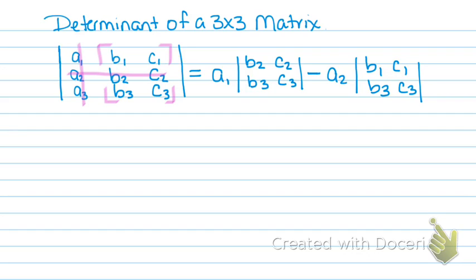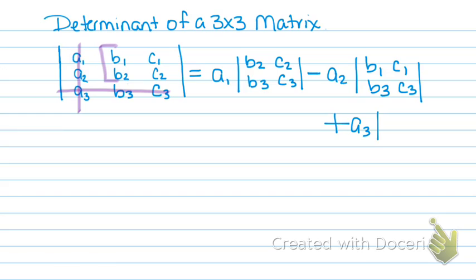I ran out of room, so I'm going to have to put it at the bottom, but then it has a plus. Okay, and then finally we use our last coefficient in front of the x, the A3. So we're going to take A3 and multiply it times some determinant. Again, just like we did before, take out the row and column that has A3 in it. And this is going to be the elements of the determinant that we're going to multiply it by. So that's B1, C1 and B2, C2.